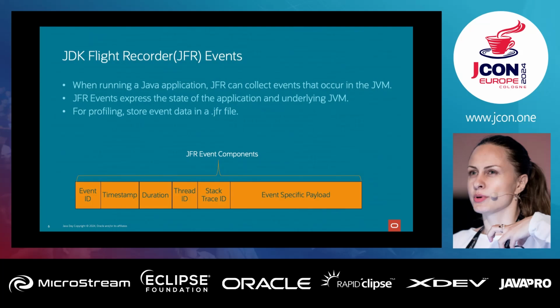And usually these events have the components that are in the slides here. So there's an event ID, a timestamp of when that occurred, a duration for the event, a thread ID it is connected to, a stack trace ID, and of course an event-specific payload, and that varies by event. But most importantly, this .jfr file that holds these events also holds data necessary for resolving preceding events and metadata on how we can interpret these events.